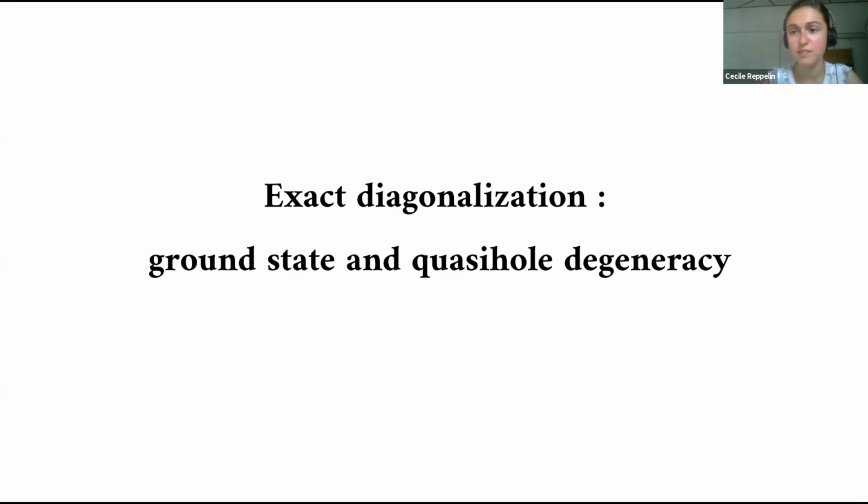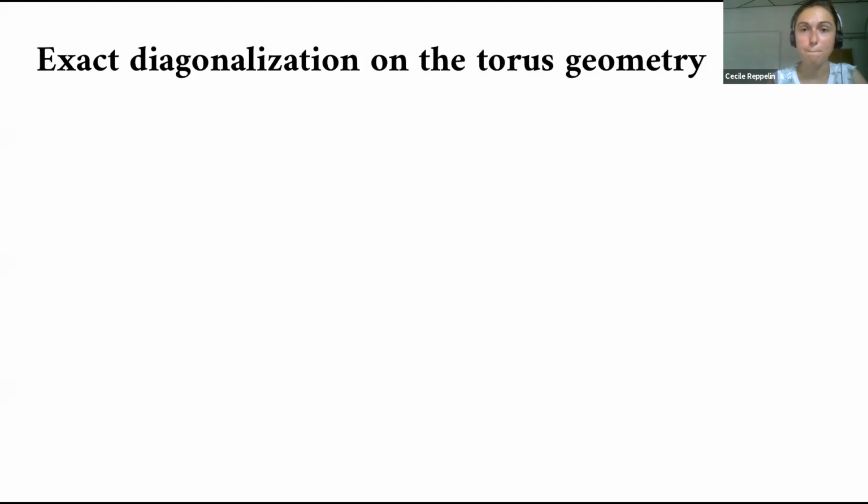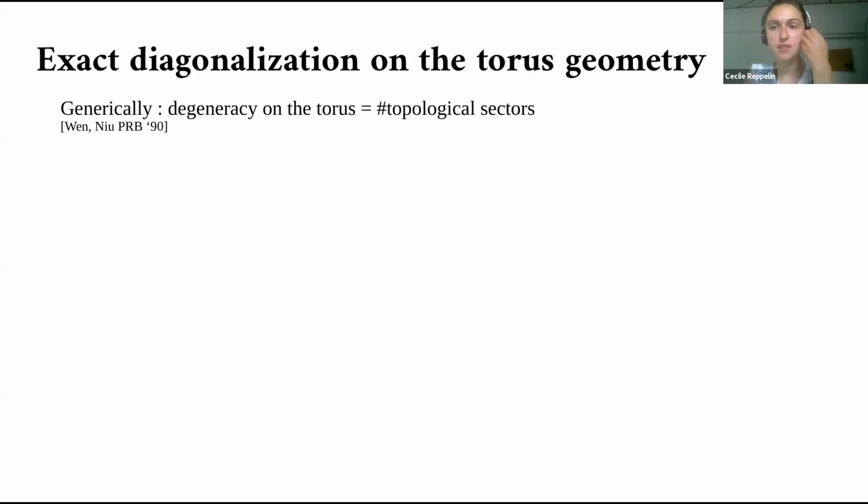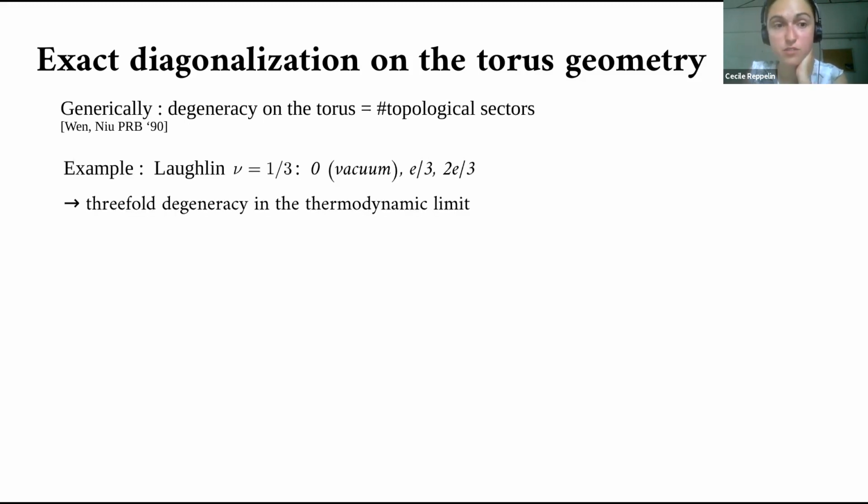Let me start with some signatures on the torus geometry, so signatures that are best suited to exact diagonalization. Generically, it can be shown that the degeneracy of the ground states on the torus is equal to the number of topological sectors. As an example, for the Laughlin 1/3 state, there are 3 topological sectors, which correspond to the vacuum, which has charge 0. The vacuum is always included among the topological sectors.